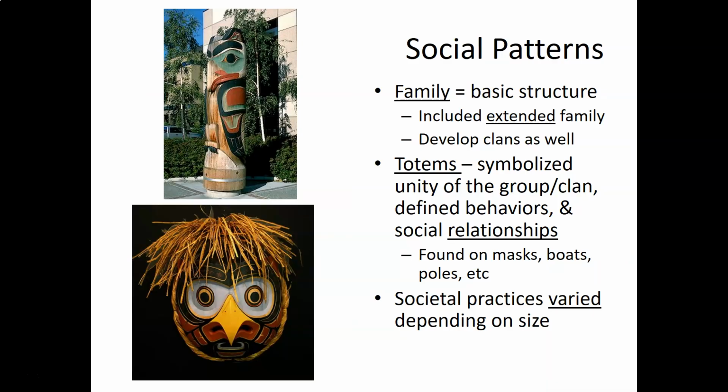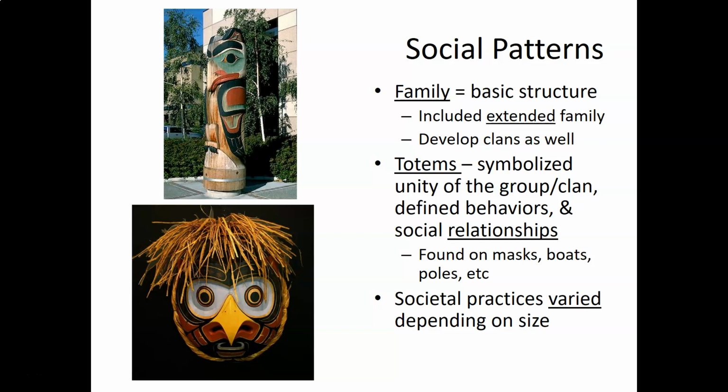All right, last one here. We have social patterns. In a lot of cases, the family was the basic structure in pretty much all North American tribes or groups. This could also grow to include the extended family. Think of the Iroquois and the people living in those longhouses together. This helped because it allowed them to develop close loyalty and close bonds. Then you had different clans that developed in different groups over time because of the structure that was in place. And then the totems were symbols.